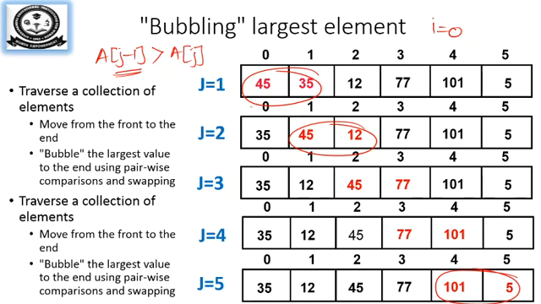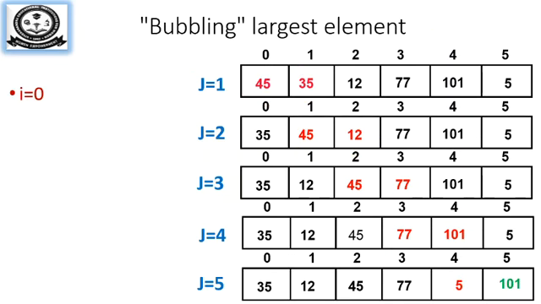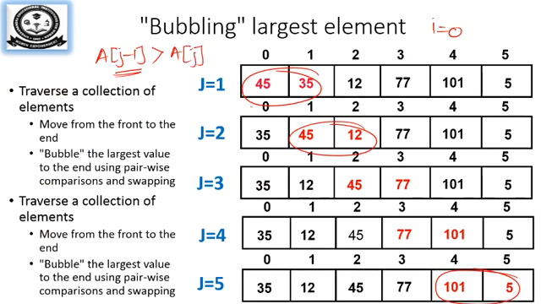Now you can see after the swap, the biggest element has moved to the last position. So now this is the last position, which will not be touched. So why is it not being touched?